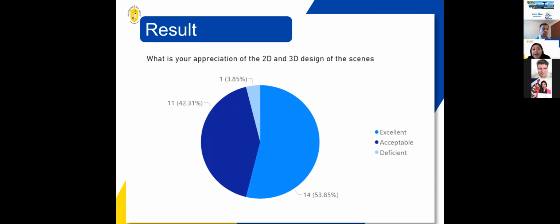Question 2. What is your perception of the 2D and 3D designs of the scenes? 3.65% rated it deficient, 63.85% acceptable, and 42.31% excellent.